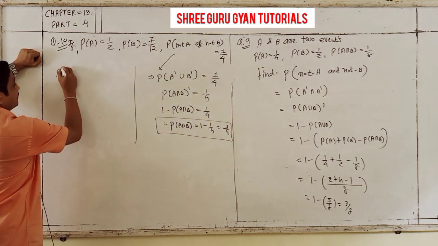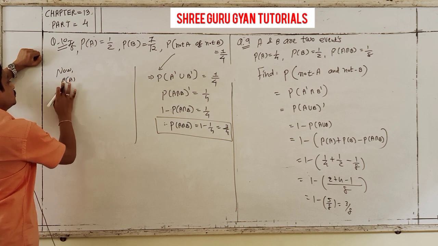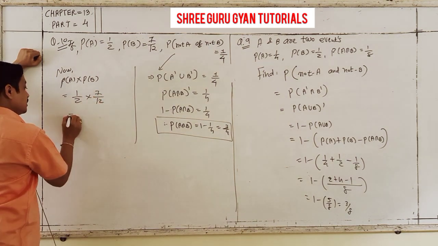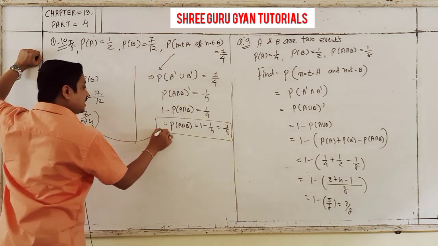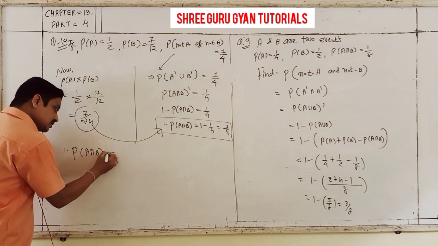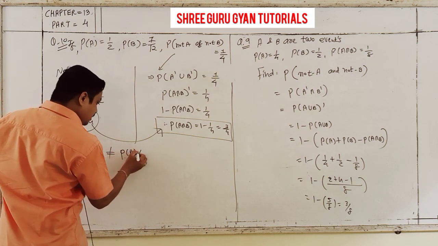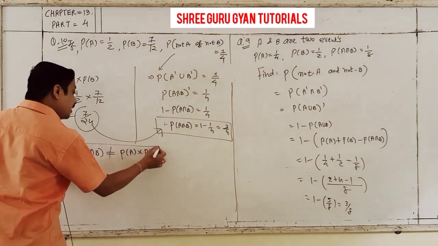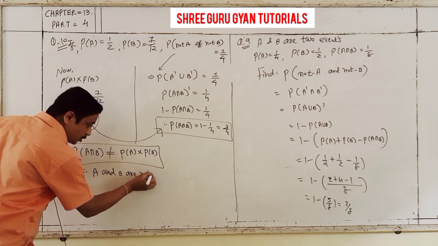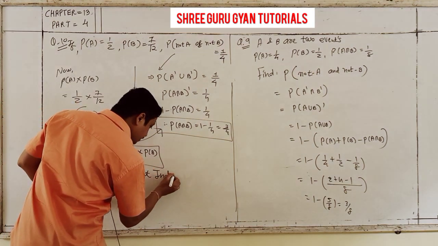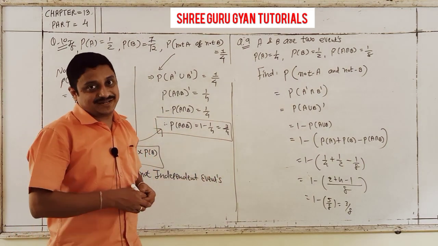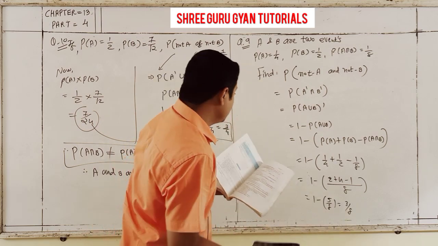Now check whether this answer is equal to this product. Yes, so now checking P of A into P of B: it is 1/2 times 7 by 12. It is 7 by 24. Check, is this exactly equal to 3/4? No. So P of A intersection B is never equal to P of A into P of B. That's why we will say A and B are not independent events. And here students, this question is also easily done.